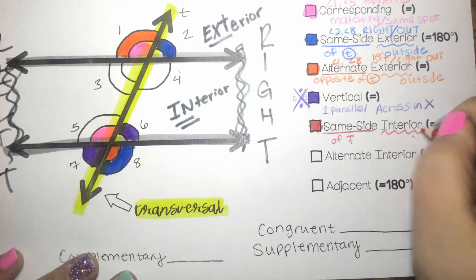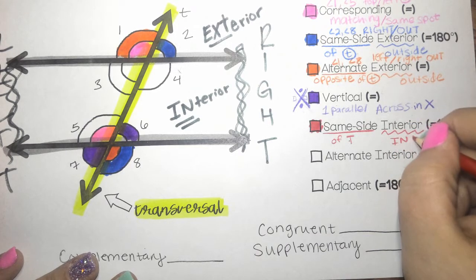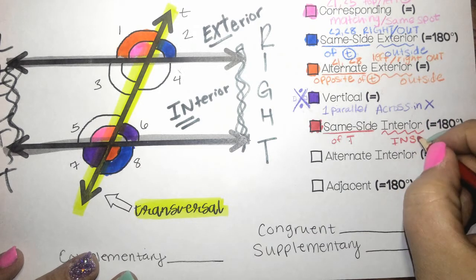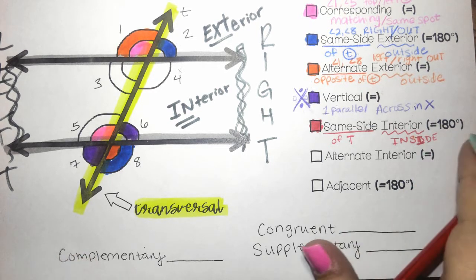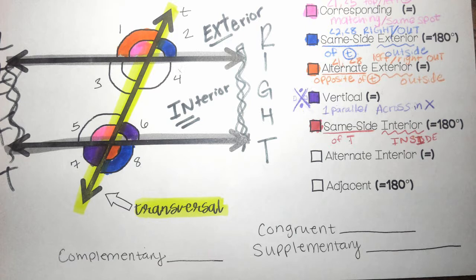Interior still means inside. Oh, that's not how you spell inside. Inside. That just looks wrong now. I'm sure it's spelled right. It's got to be spelled right.